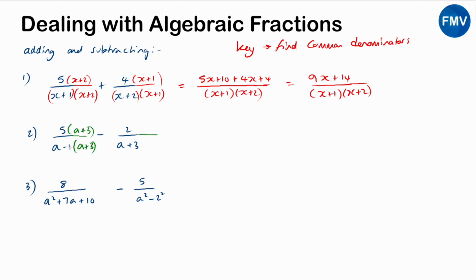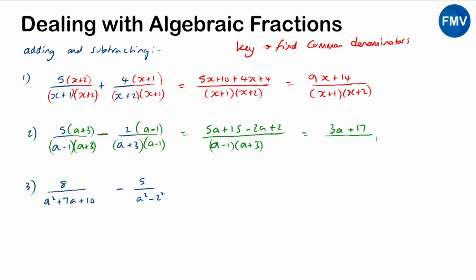Just going to extend these. Don't forget to put that part in brackets. Again, we now have a common denominator. We can expand the numerators. Remember, this is a negative here, it's minus. So we're doing minus 2 multiplied by a, which is minus 2a, and we're doing minus 2 multiplied by minus 1, which is a positive 2. That does seem to catch people out. Collect like terms, and we end up with 3a plus 17 over a minus 1 multiplied by a plus 3.